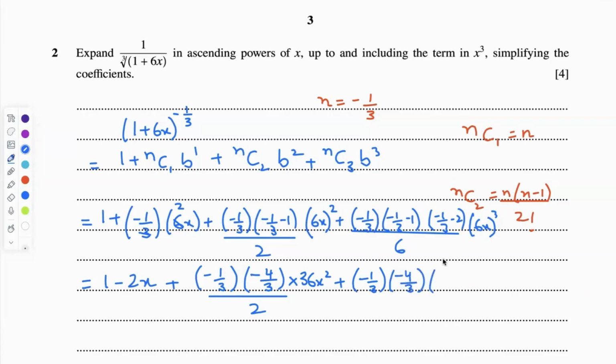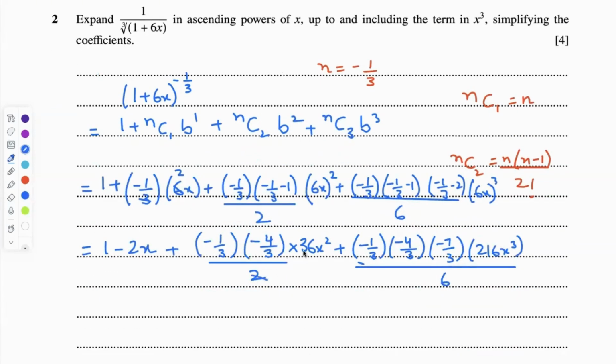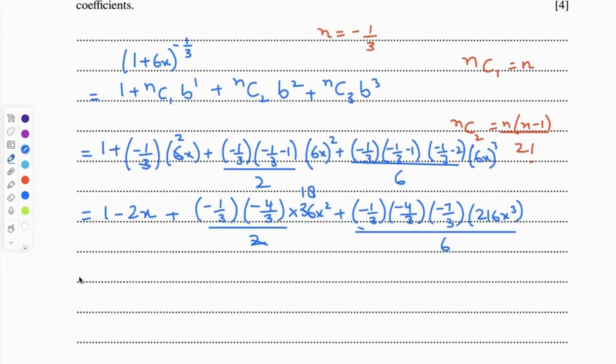And then minus 1 upon 3 minus 2, that becomes minus 7 upon 3 multiplied by 6x cubed. So that is 216x cubed. And then we'll divide it by 6 as 3 factorial is 6. So this 2 and 36 cancel out and become 18. So we'll get 1 minus 2x. The negatives over here will also cancel out.